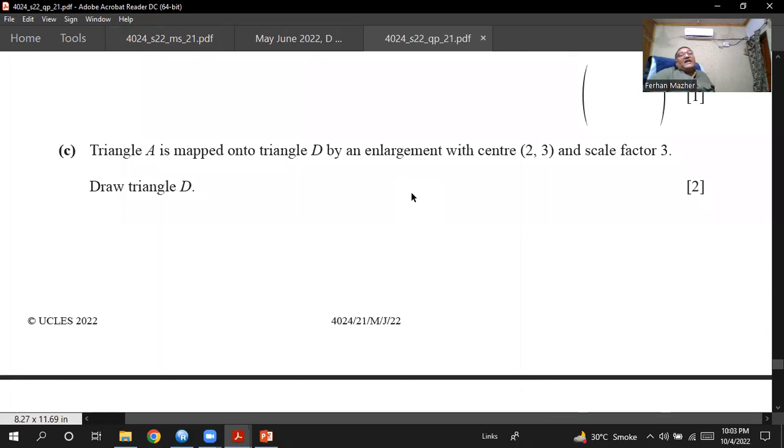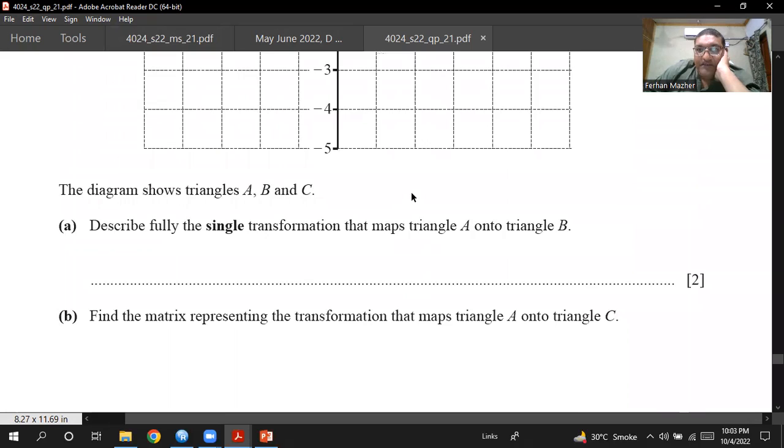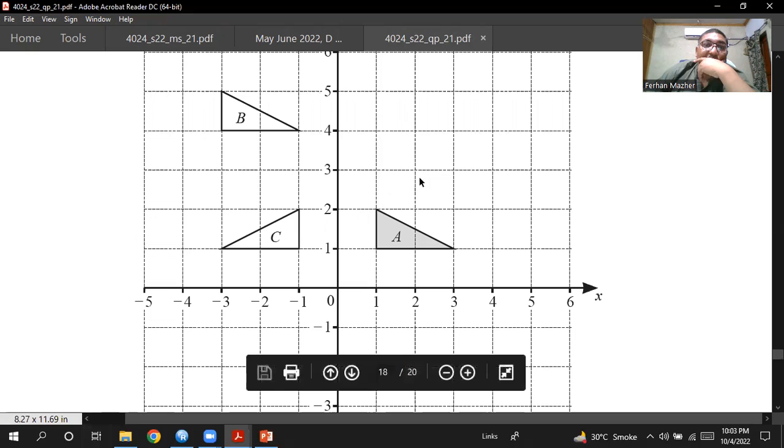Okay, then he says triangle A is mapped onto triangle D by an enlargement with the center 2, 3 and the scale factor 3. Draw triangle D. So the center of the enlargement is 2, 3. 2, 3 will be here. Put a dot here. So this is the center of enlargement. You have to enlarge this triangle A. Join this vertex and the center of enlargement, draw a line. Do the same for each of the other vertices.